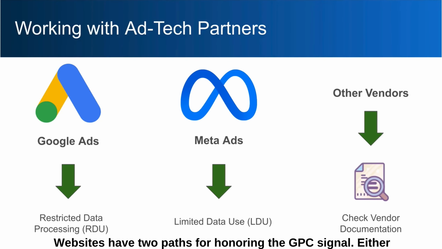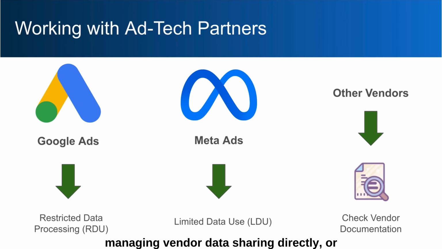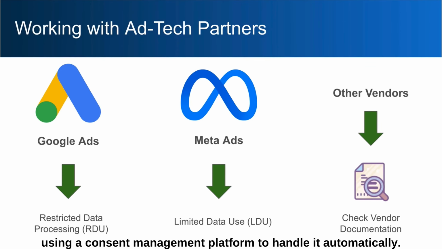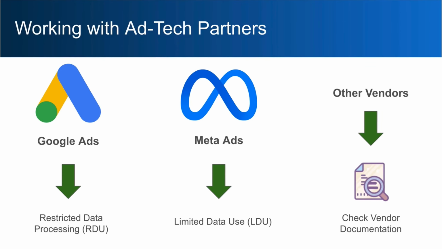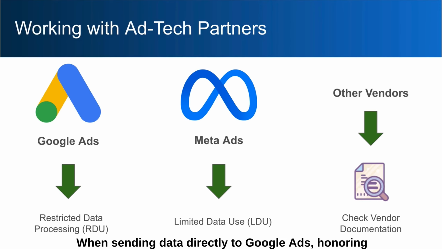Websites have two paths for honoring the GPC signal, either managing vendor data sharing directly or using a consent management platform to handle it automatically. When sending data directly to Google Ads, honoring GPC requires enabling the restricted data processing mode, which prevents data from being used for personalized advertising.